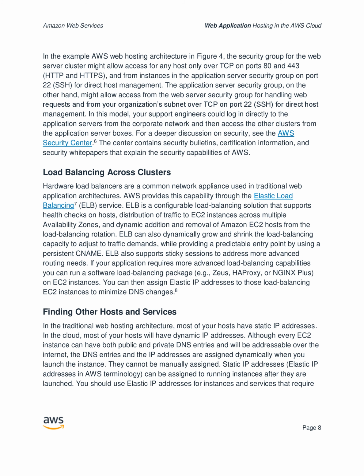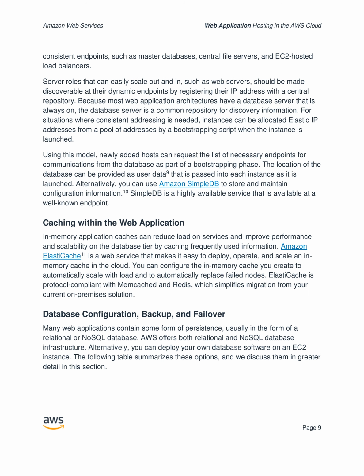Static IP addresses, elastic IP addresses in AWS terminology, can be assigned to running instances after they are launched. You should use elastic IP addresses for instances and services that require consistent endpoints, such as master databases, central file servers, and EC2 hosted load balancers. Server roles that can easily scale out and in, such as web servers, should be made discoverable at their dynamic endpoints by registering their IP address with a central repository.